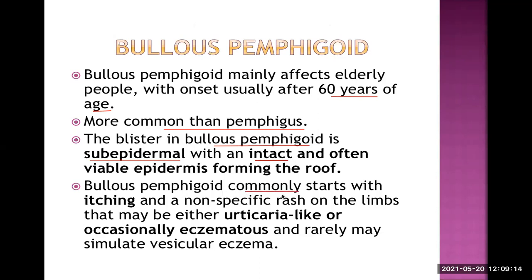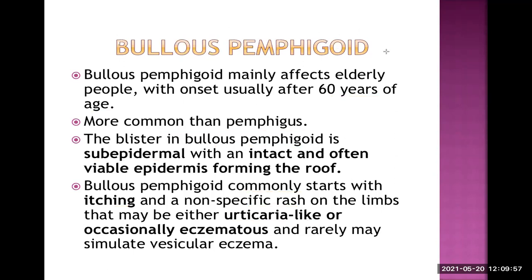Bullous Pemphigoid commonly starts with itching and a non-specific rash on the limb that may look like an urticaria-like rash or eczematous type of rash. Urticaria is a typical type of allergic reaction on the skin. They are swollen rashes because of the edema formation. When we feel them, we can easily feel them, and they're very itchy, mainly caused by type 1 hypersensitivity reaction. Whereas eczema is another term for dermatitis. There are very different types of dermatitis we have.